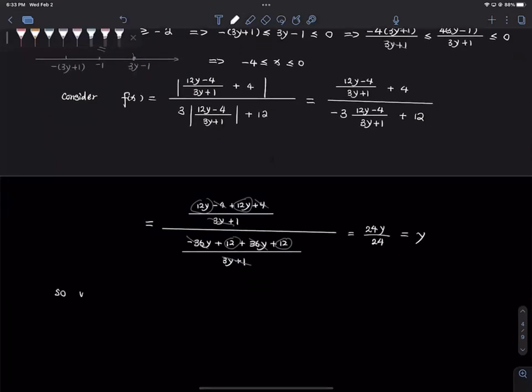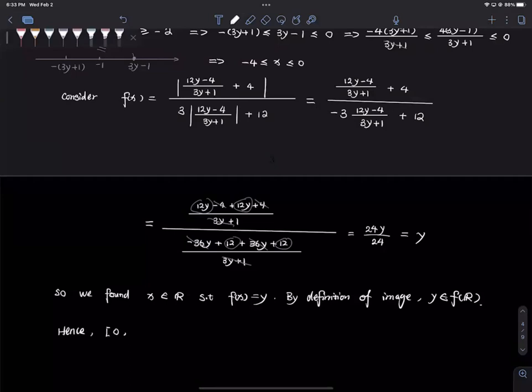So we found x in real numbers such that f of x equals y. Then, by definition of image, y is in the image. Okay, so the interval is a subset of the image, and they are equal. And we're done.